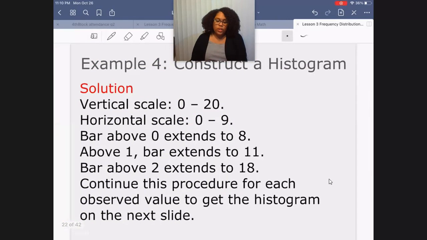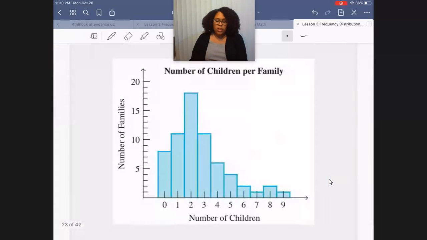And so now what we'll do is create the heights of the bars in our histogram based on the frequency. And so we end up with a picture like this. Notice we've got a lot of things labeled. First, we've got a title to our graph, the number of children per family. We also have our X and our Y axis labeled. Okay, so we've got the number of children versus the frequency of families.